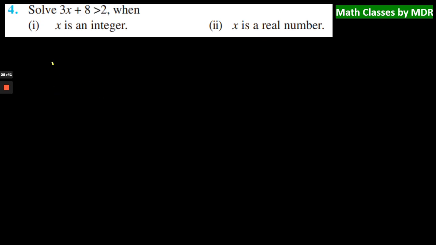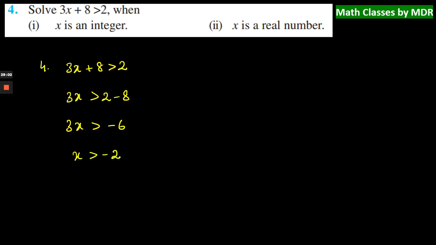Now let's see this problem. Solve 3x plus 8 greater than 2. So subtract 8 from both the sides, so that you'll get 2 minus 8, and then 3x greater than minus 6. Just divide by 3 on both the sides, you'll get x greater than minus 2, right? So x greater than minus 2.